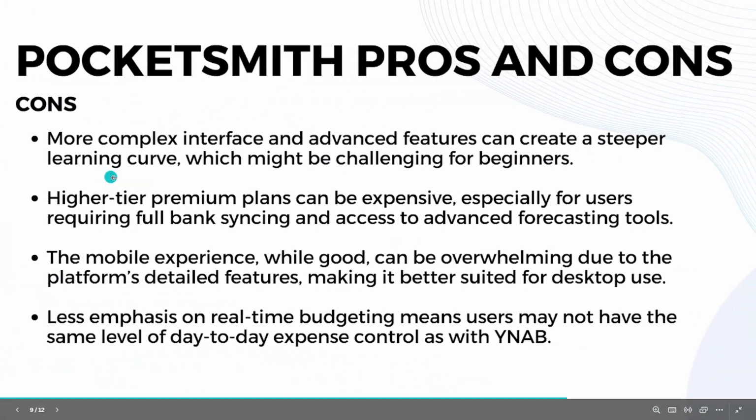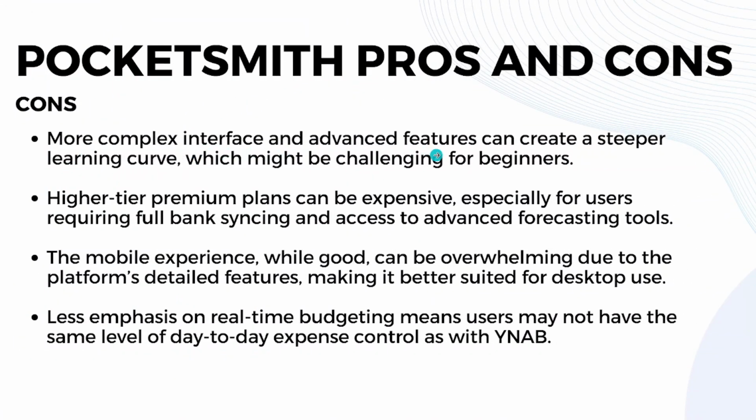When it comes to cons, Pocketsmith has a more complex interface and advanced features that can create a steeper learning curve, which might be challenging for beginners. They have higher-tier premium plans that can be expensive, especially for users requiring full bank syncing and access to advanced forecasting tools. Their mobile experience, while good, can be overwhelming due to the platform's detailed features like forecasting, making it better suited for desktop use. And lastly, they have less emphasis on real-time budgeting, which means users may not have the same level of day-to-day expense control as with YNAB. So now we're done with the pros and cons.